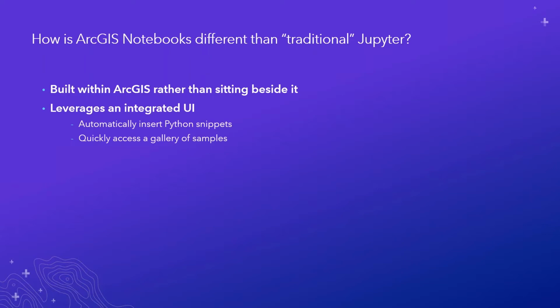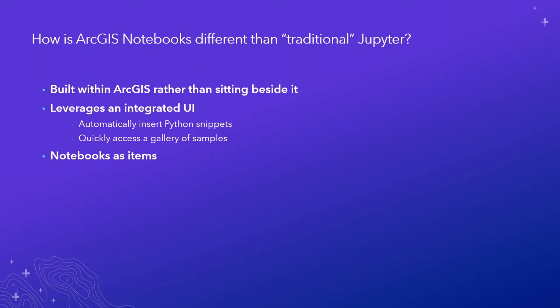It also leverages an integrated UI. This allows you to do things like automatically insert Python snippets when you're adding data or analysis tools. And you can quickly access a gallery of samples. We'll take a look at what that looks like in just a little bit. But basically what they're for is to help you either jumpstart analysis or just get started with automation or looking for some lines of code to steal, because that's really a big part of Python scripting, is going and finding somebody who's done something awesome. Let's copy and paste, put that in.